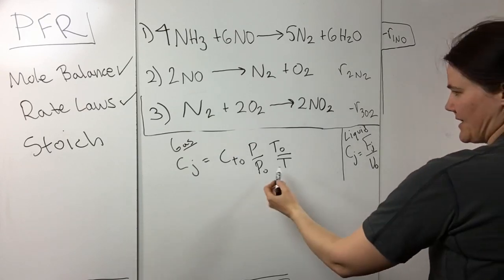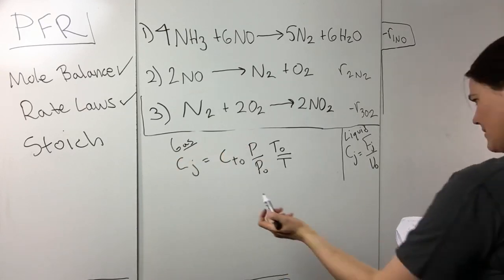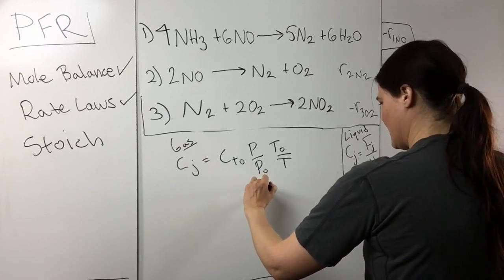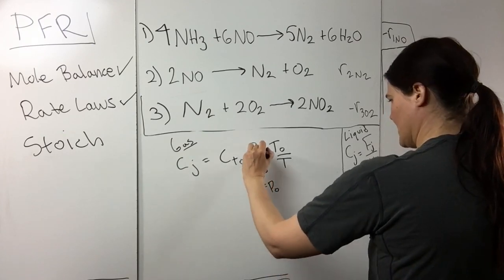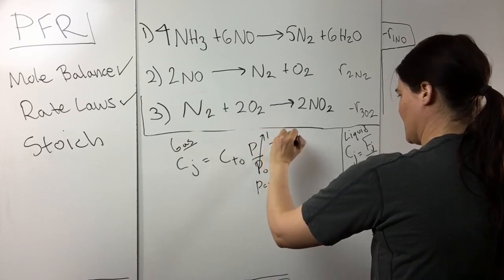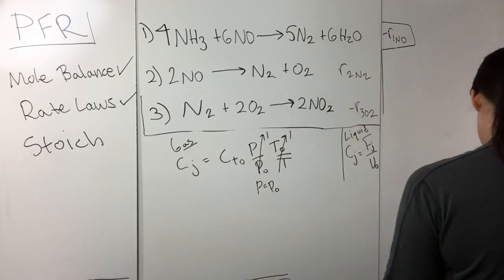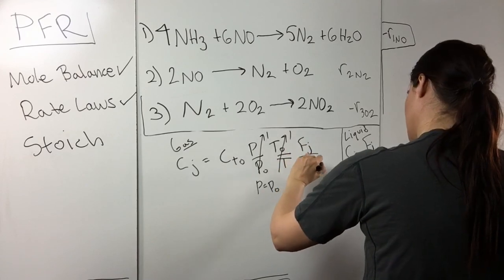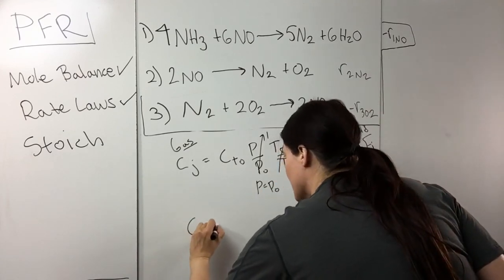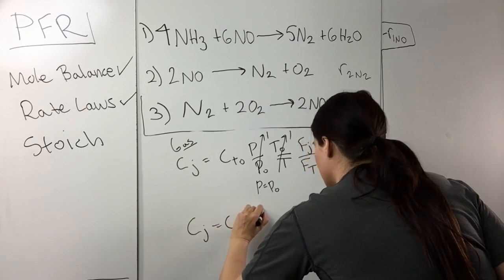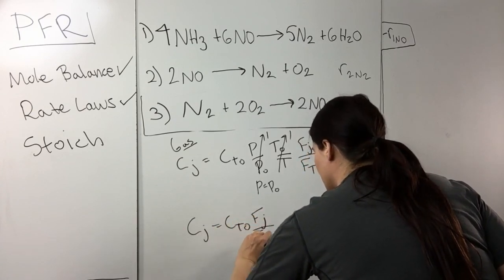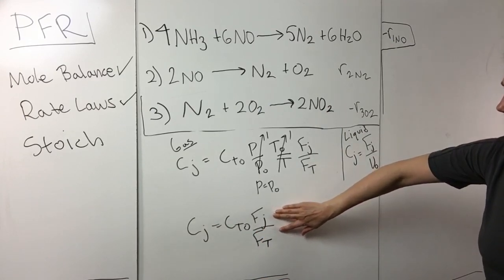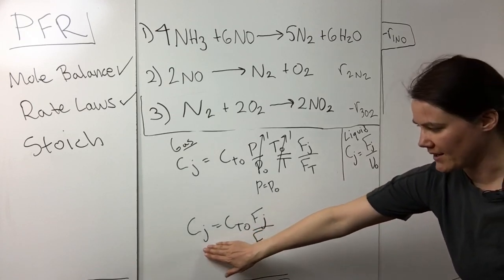So we're using gas because this is a gas reaction, and so there's no pressure drop, so P equals P naught, so this is equal to 1. It's also isothermal, so that's 1. So then we just have, oh, and I missed this, Fj over Ft. So Cj is equal to Ct naught Fj over Ft.